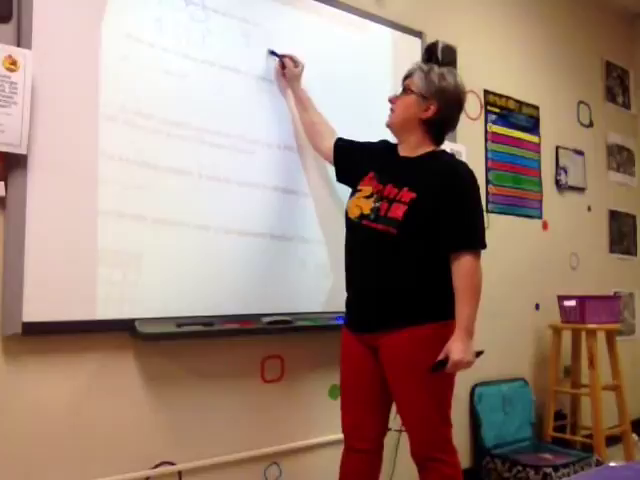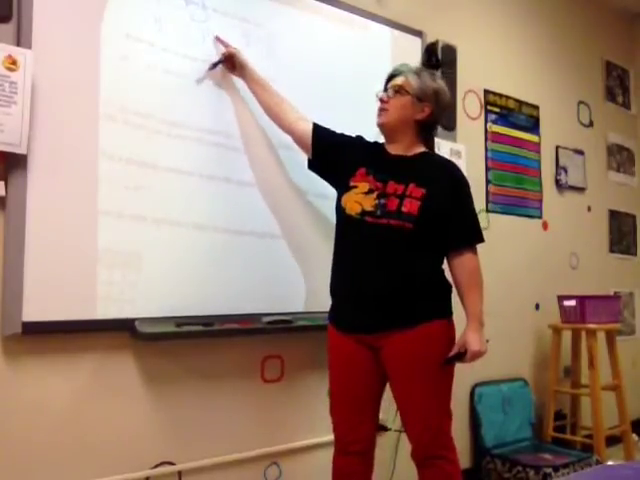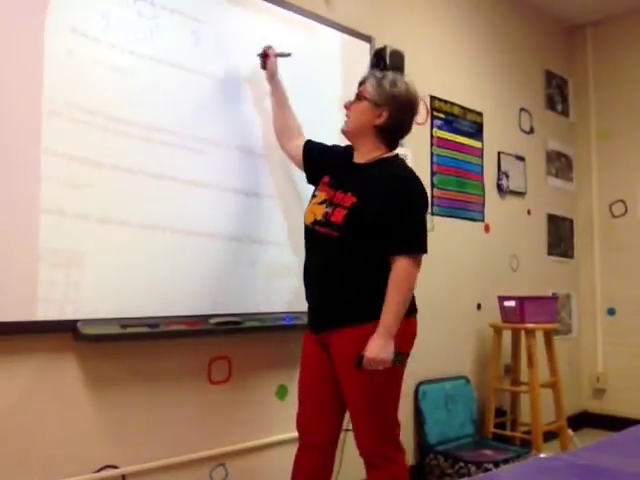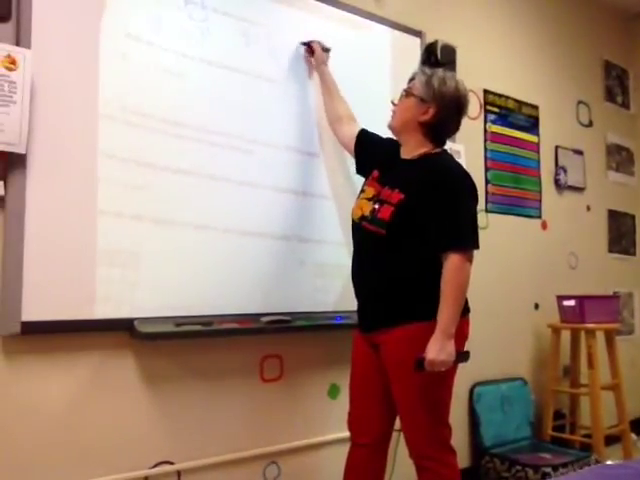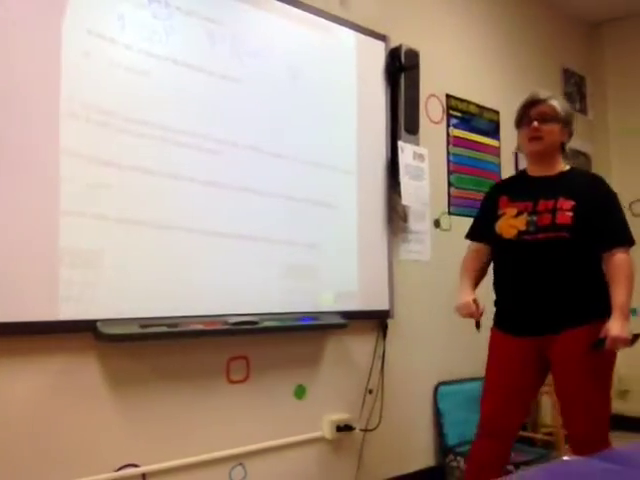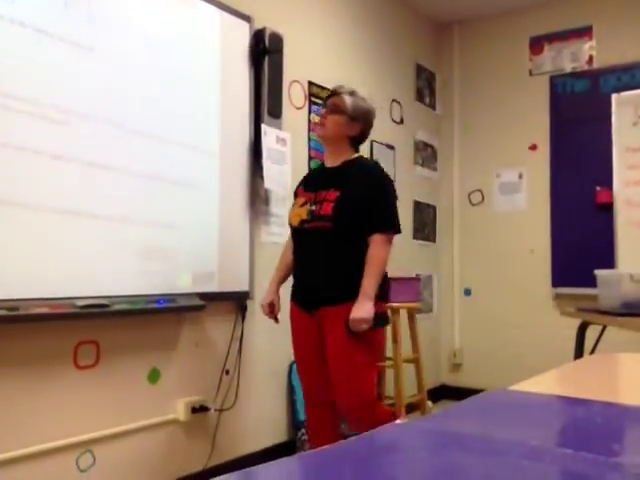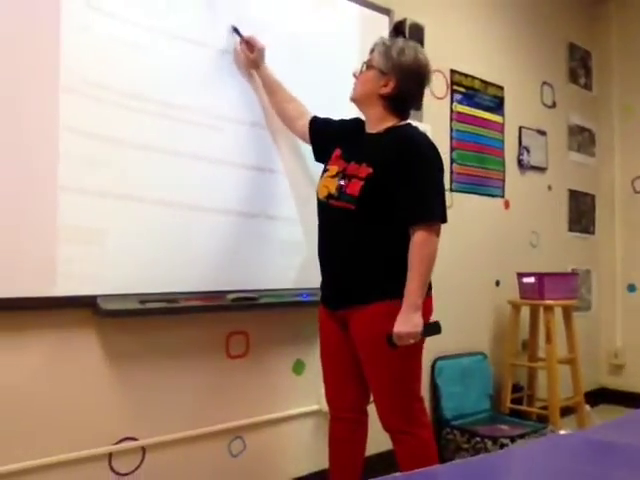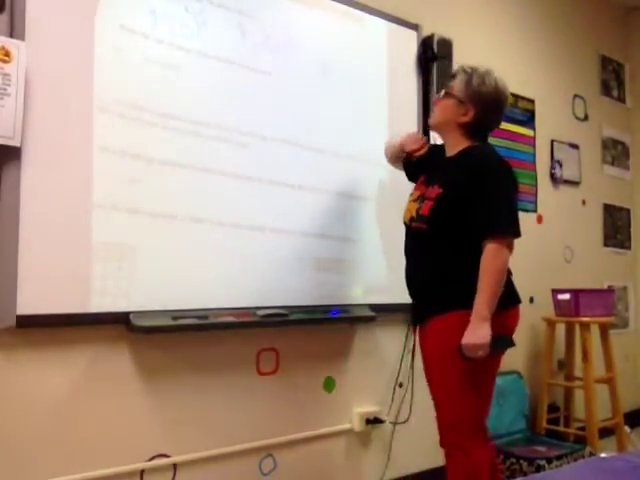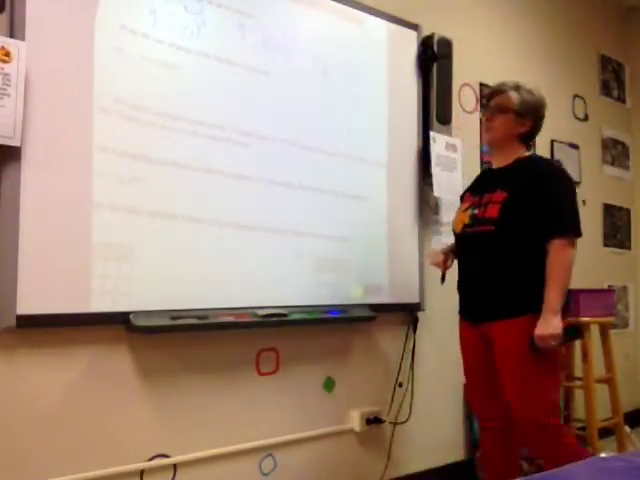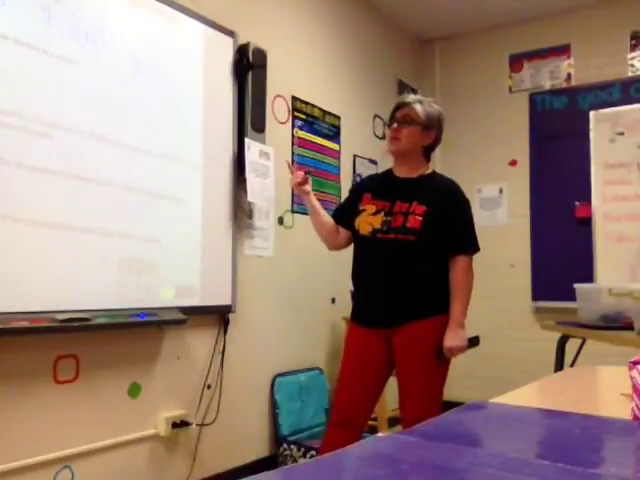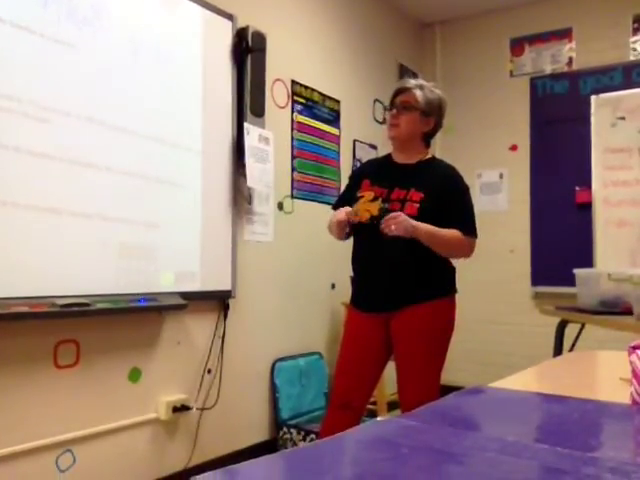So y equals 2/5 times, now 5 to the third. 5 times 5 is 25, times 5 again is 125. So now I just need to know 2/5 times 125. Which is 50. So the value of the function when x equals 3 is 50.